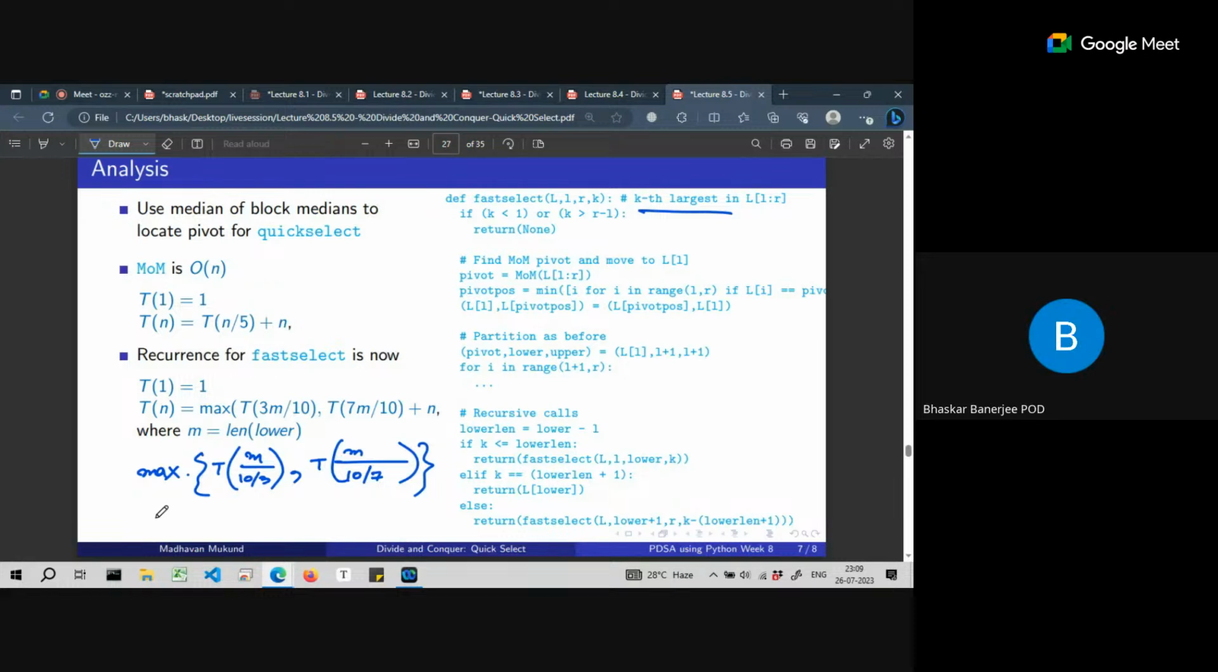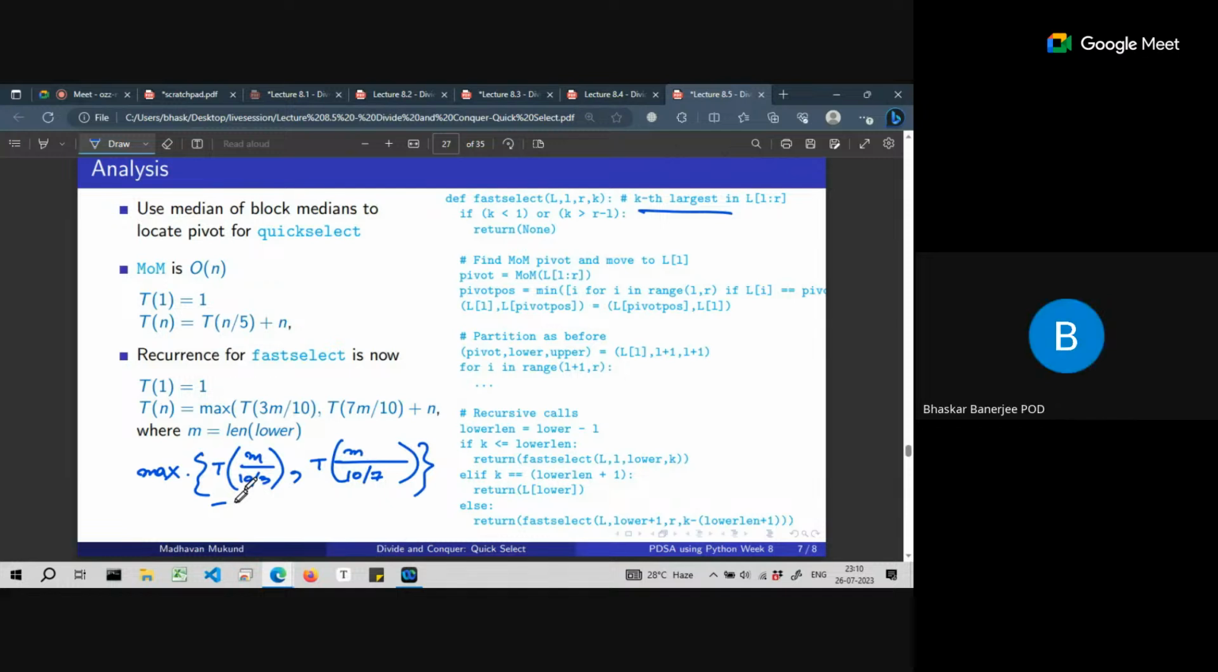Correct. So in the first case I'm dividing m by 10 by 3, and here I am dividing m by 10 by 7. So 10 by 7 is smaller than 10 by 3. So this second one will go deeper and will take more time. So when I'm finding max, I'm finding which will take more time, because I'm finding T of that quantity. Therefore I will always consider the one which is dividing by a smaller value, again 10 by 7. It is always correct, n by 7n by 10.